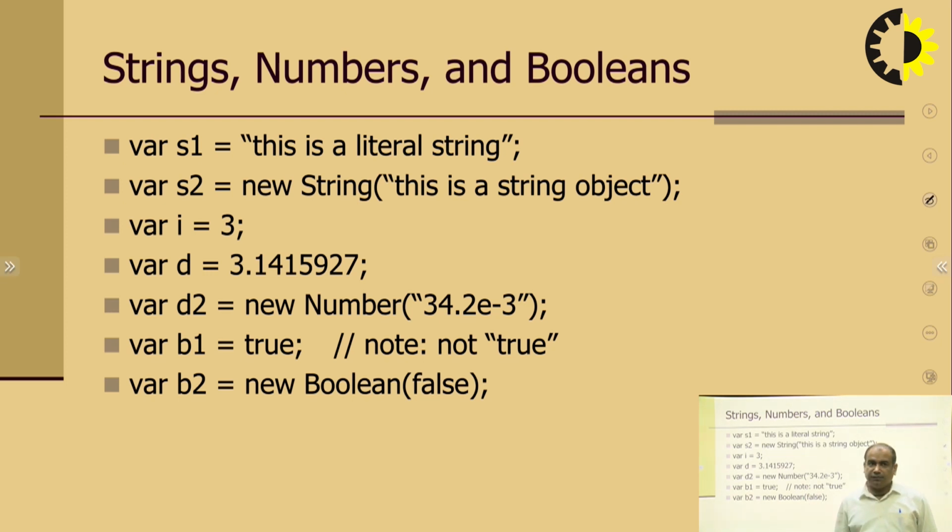If we define var b1 equal to true, that will define a boolean value. One more thing, this true in double quotes and this true are not the same. Here it represents a string variable, and this represents a boolean value. Again, we define var b2 equal to new Boolean(false). Here false will be the object value of b2.